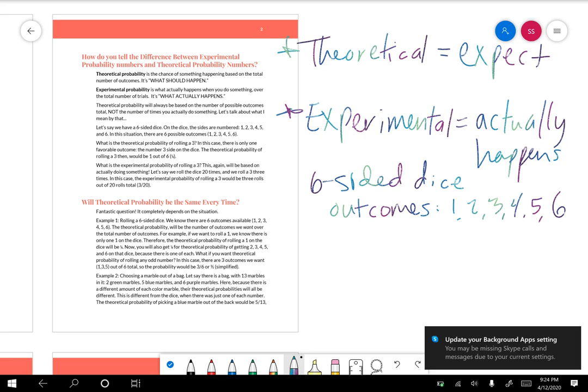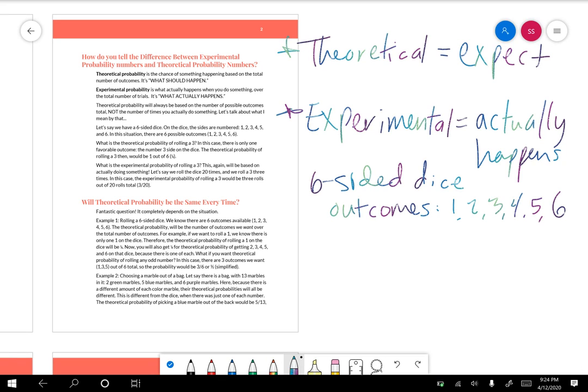Okay. Now, theoretically, let's say we want to know the theoretical probability of rolling a 3. In this case, we're not actually rolling the dice, right? We're just looking at how many favorable outcomes there are. So if we want to roll a 3, there's only one outcome where we get what we want, right? Only one side of the dice says 3 on it. So the favorable outcomes is 1. And again, this is theoretical probability.